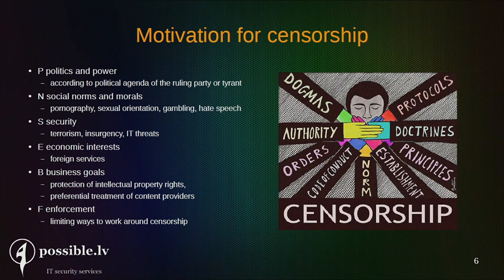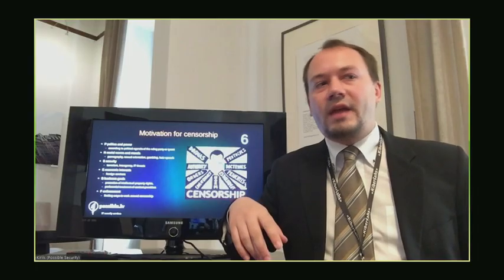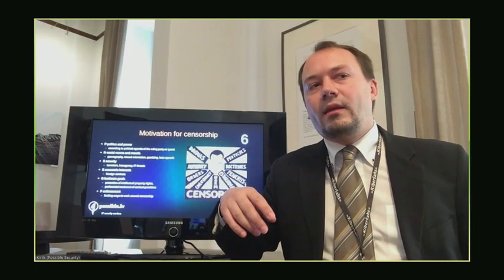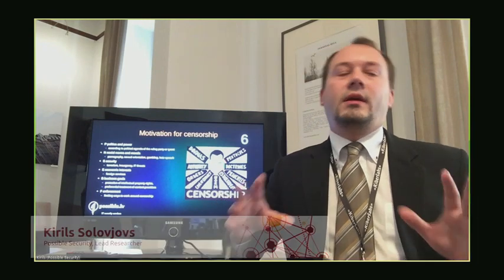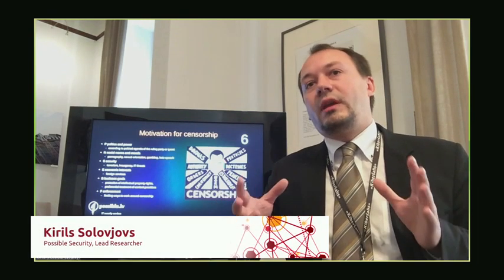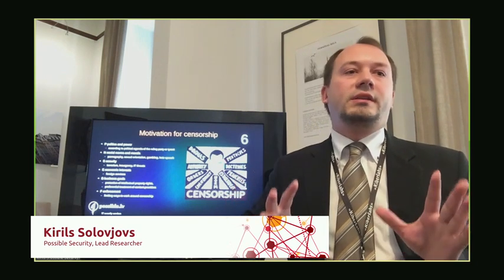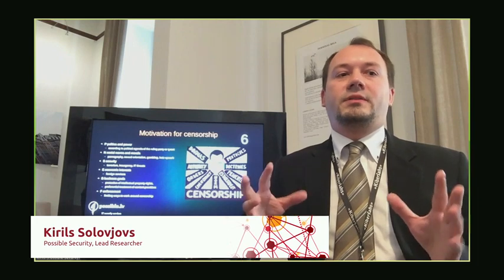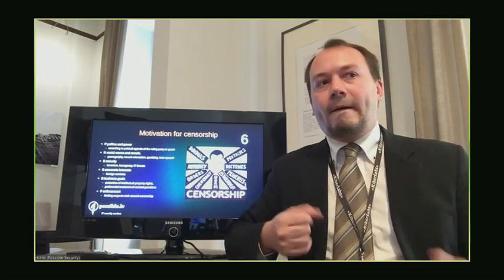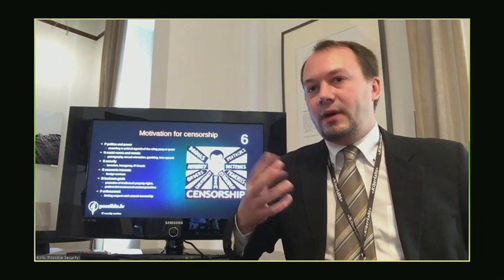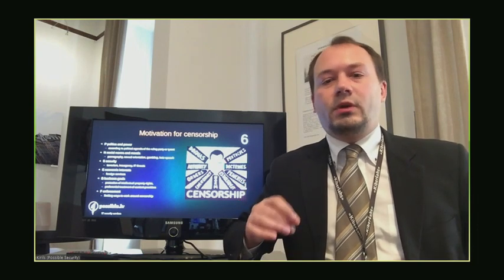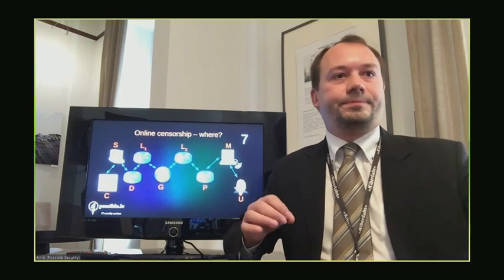And finally, F for enforcement. It's a new category, and it talks about limiting ways to work around censorship, because if you look at these 5 categories, there will be ways to get around them, and currently what we're looking at online is more and more countries are trying to find ways to censor more traffic because it's being used to work around censorship for one of the 5 main motivations. And that is where we see the most collateral damage.